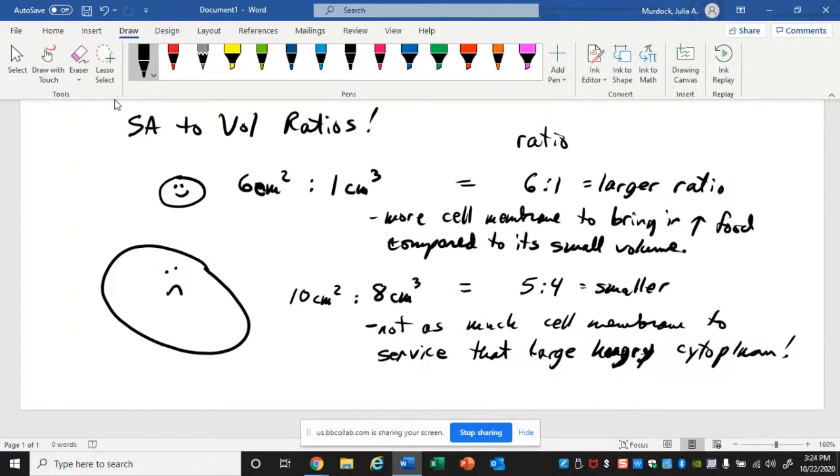So the larger a cell is, the more difficult time it has getting in enough food and putting out enough waste to keep its cytoplasm healthy. Okay, so surface area to volume ratios.